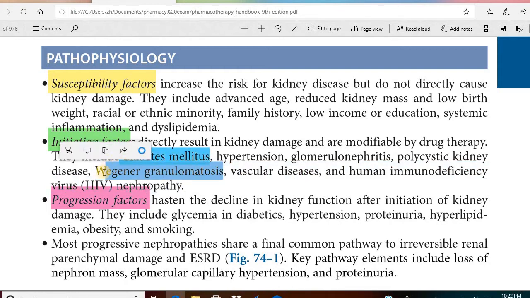So here you can see this word. I'm going to highlight this word.